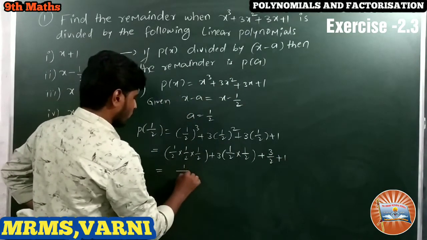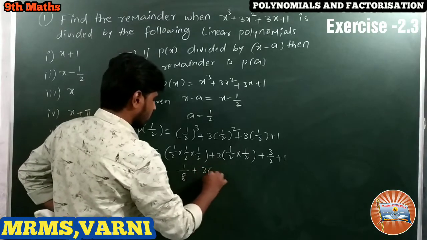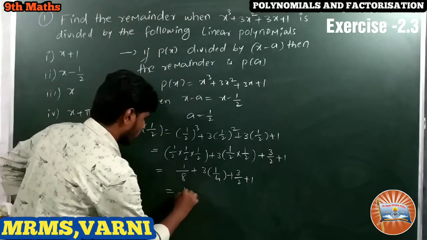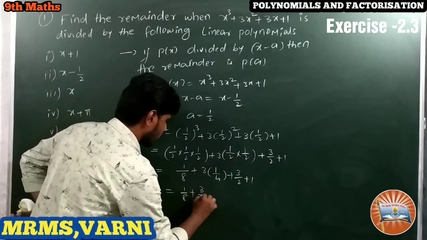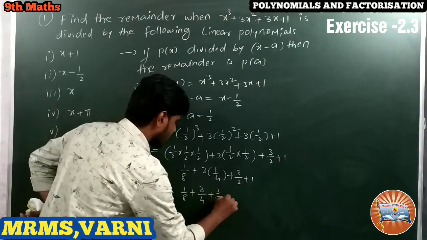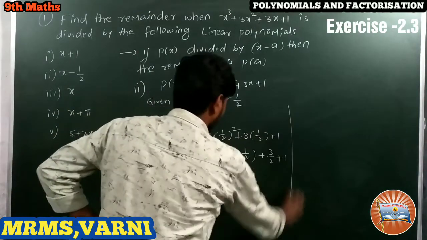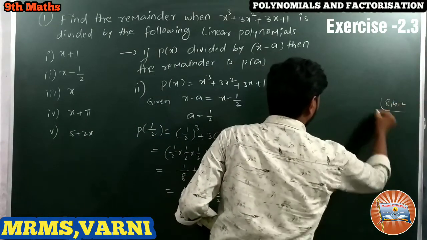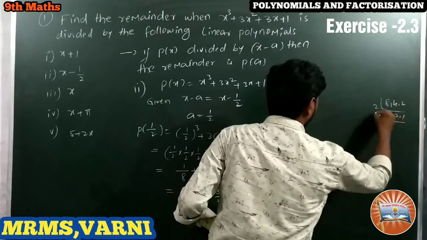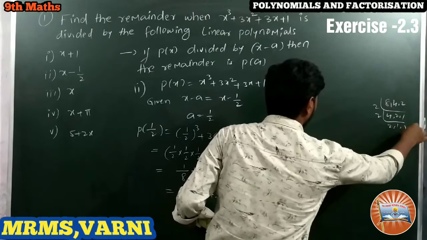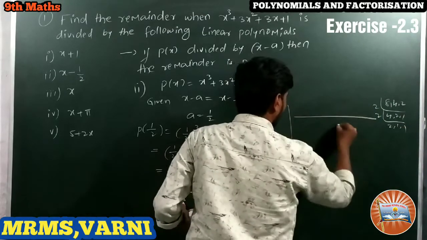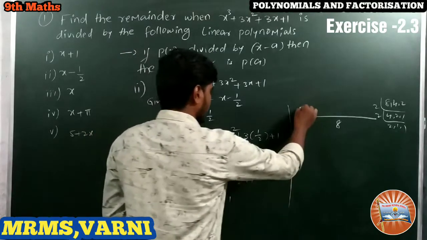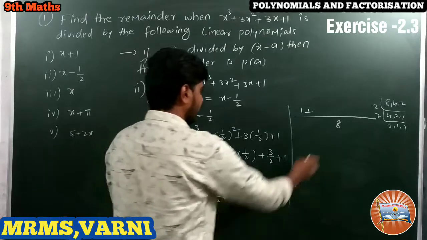So what becomes 1 by 8 plus 3 into 1 by 4 plus 3 by 2 plus 1. So 1 by 8 plus 3 by 4 plus 3 by 2 plus 1. We have to simplify this. Take the LCM of 8, 4, 2, 1. Okay, what is the LCM now? LCM is 8. So in 8 table, 8 comes one time, so 1 has to be used, plus. In 4 table, 8 comes 2 times.